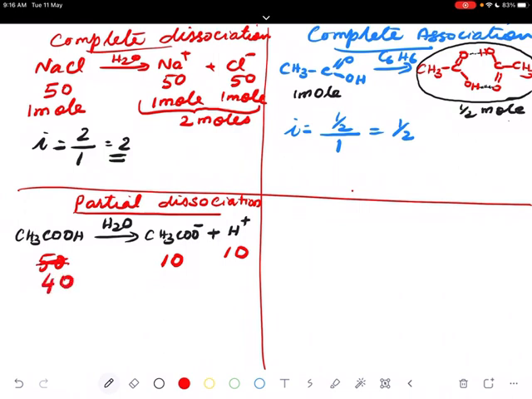What is the total number of particles after dissociation? That is 40 plus 10 plus 10. That is 60. So Van't Hoff's factor I is equal to 60 divided by what was before. Total number of particles before, that is 50. Before it was 50 solute particles. Now it is 60. So I is this much.